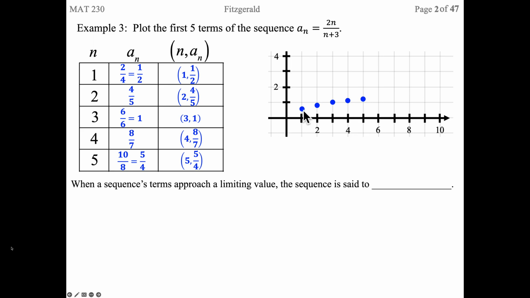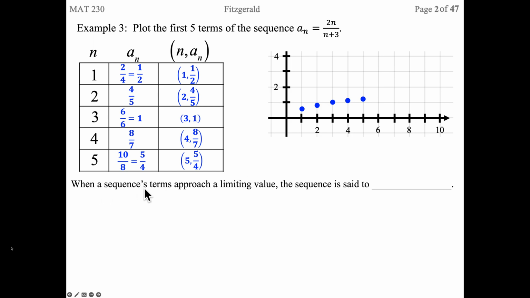So when we're looking at this graph here, it appears that we're starting to increase, but apparently starting to slow down. And we could choose other numbers. For example, we could go out to 10. That'd be 20 over 13. And if we plotted 20 over 13, we would be somewhere around this halfway point here between 1 and 2. So again, things are starting to slow down.